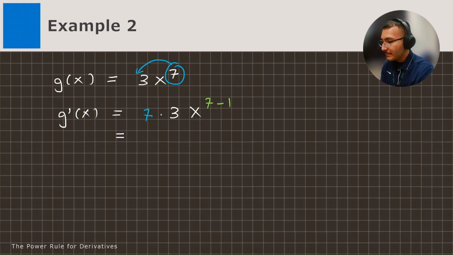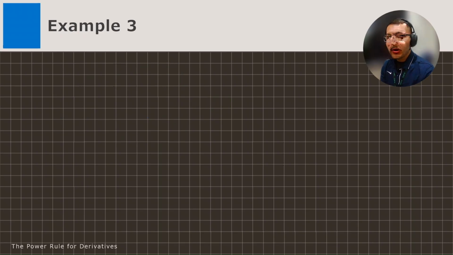So this simplifies. 7 times 3 is 21. x, 7 minus 1, 6. So the derivative of 3x to the power 7 is 21x to the power 6. Now let's see one more application of the power rule.